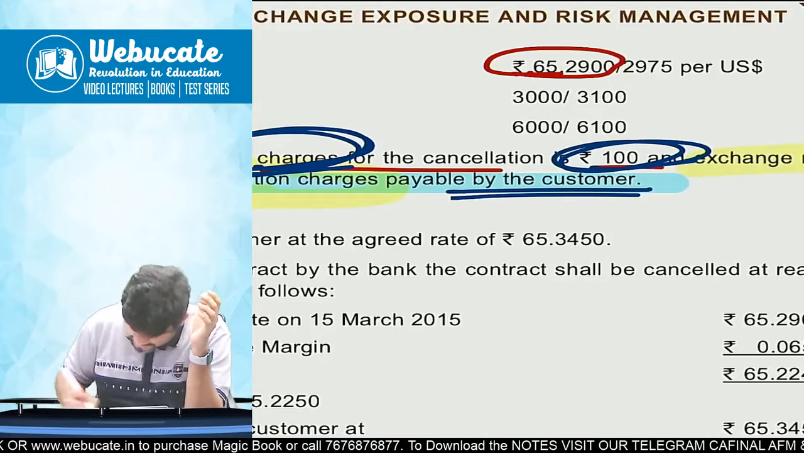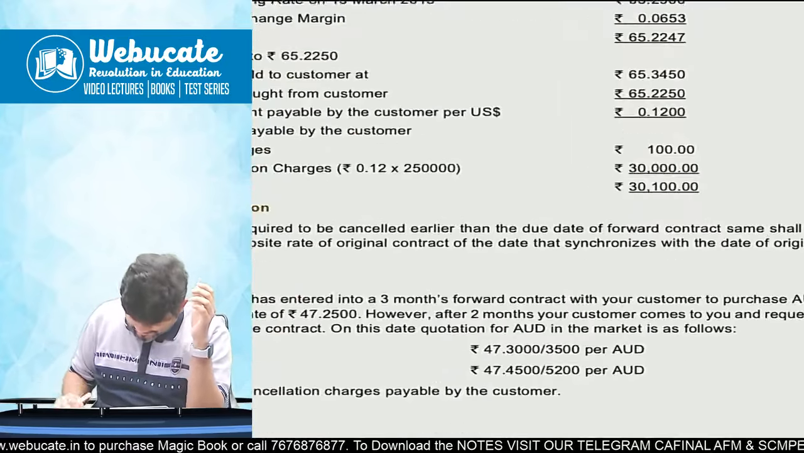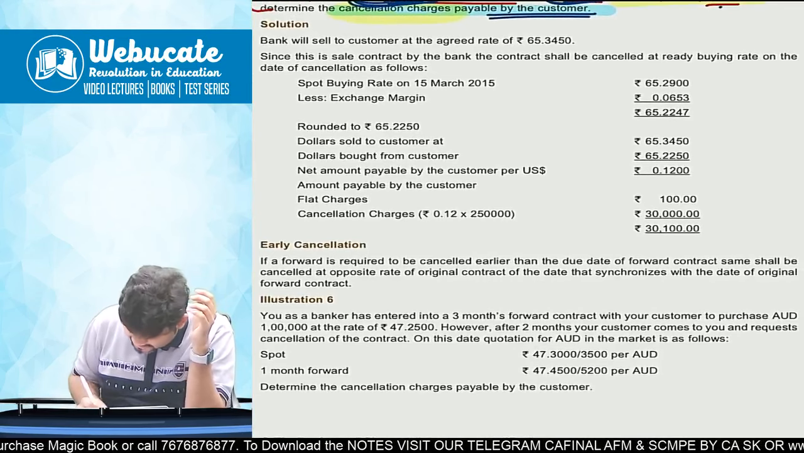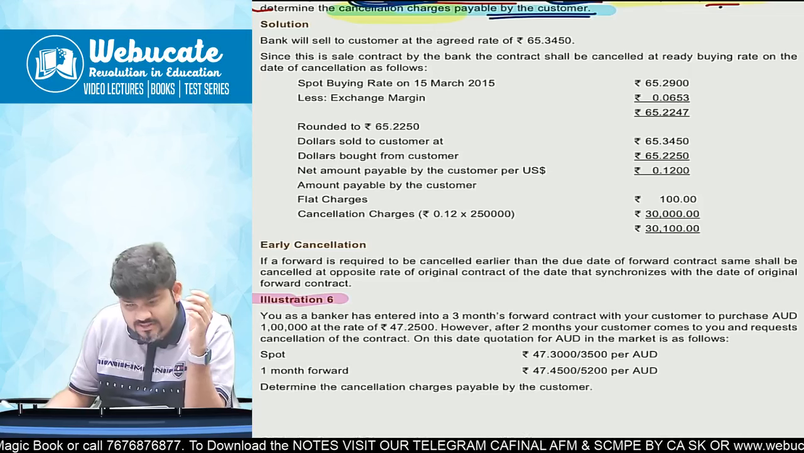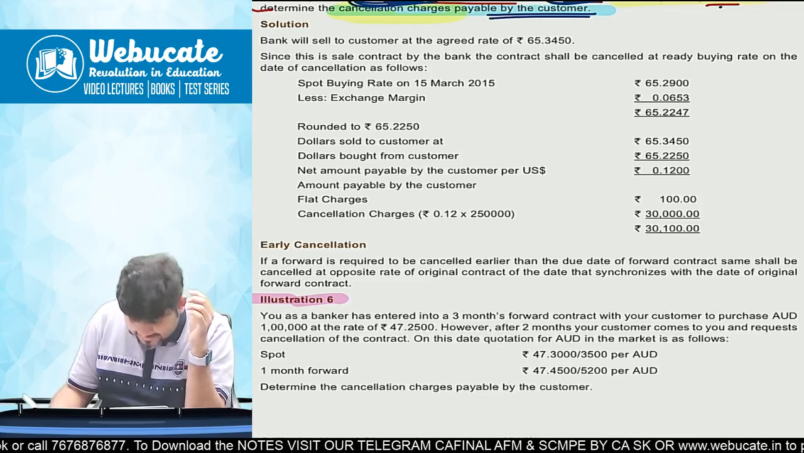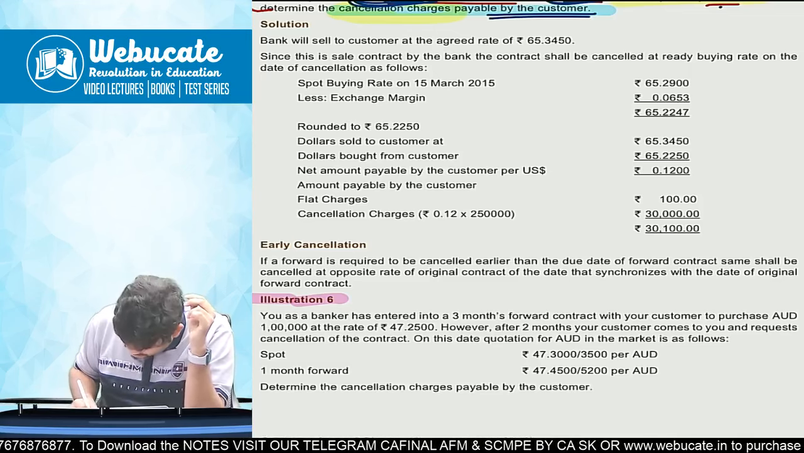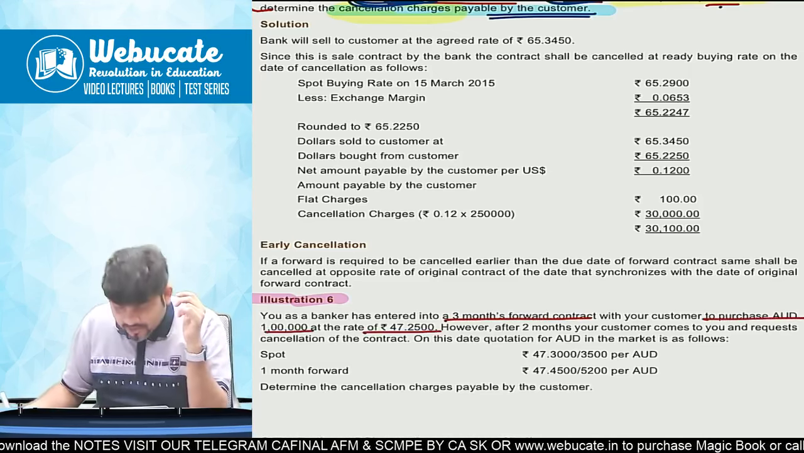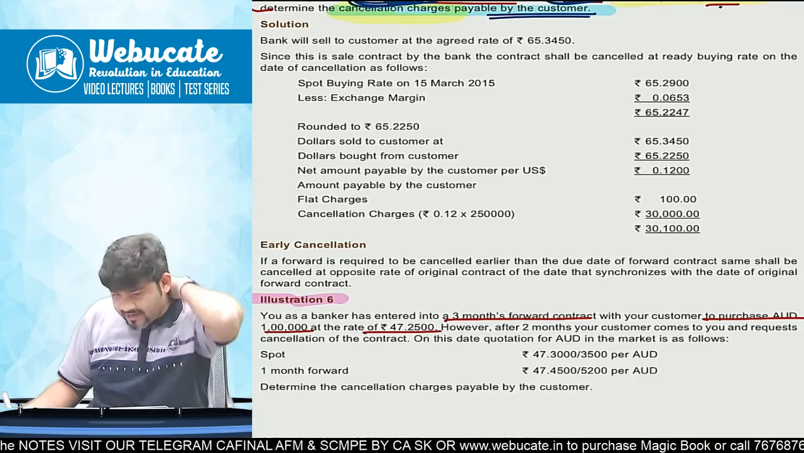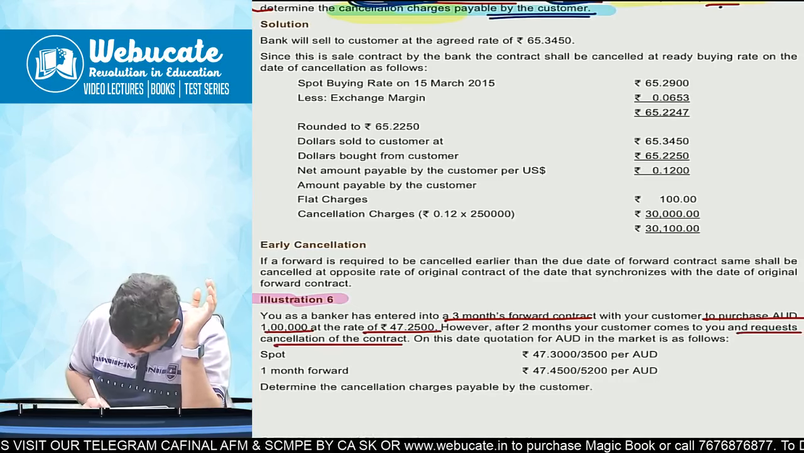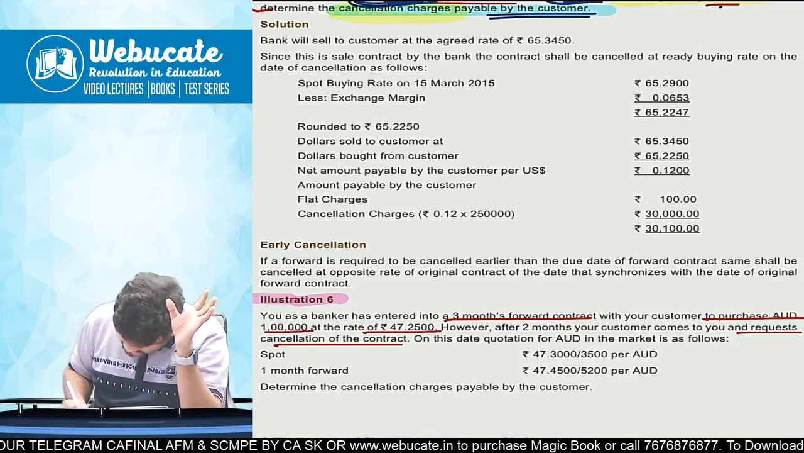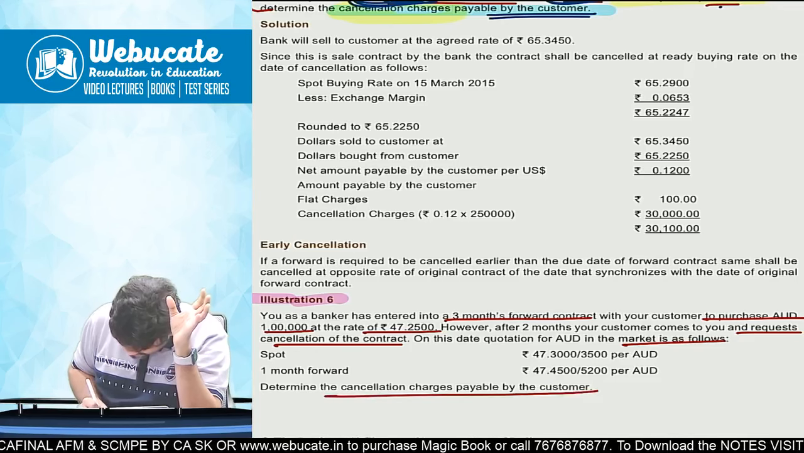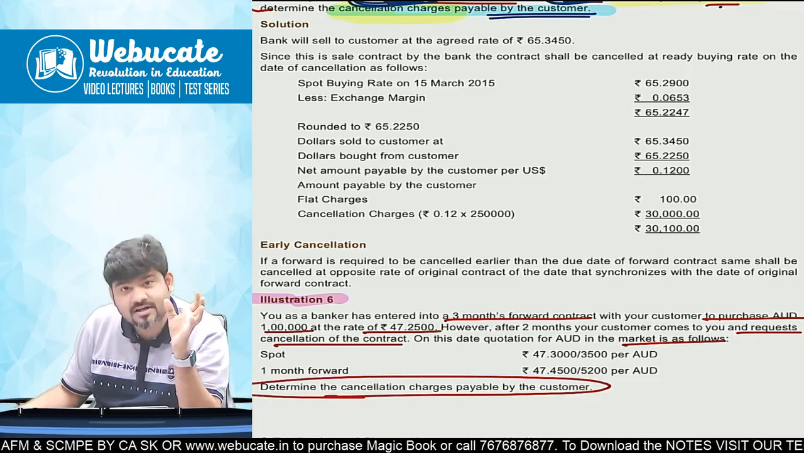Okay, what is going to be early cancellation? We will start with an illustration for this, and it is illustration number 6. Let's start. You as a banker have entered into a 3 months forward contract with your customer to purchase AUD 1 lakh at the rate of 47.25. However, after 2 months, your customer comes to you and requests the cancellation of the contract. On this date, the quotation for AUD in the market is as follows: spot, 1 month forward. Determine the cancellation charges payable by the customer.